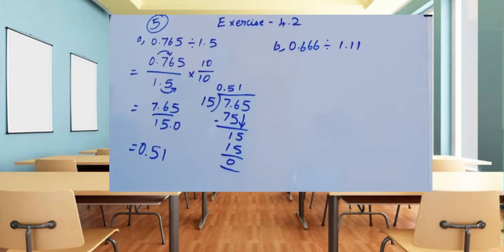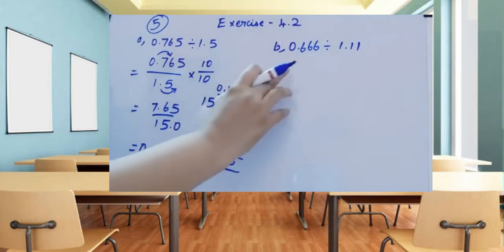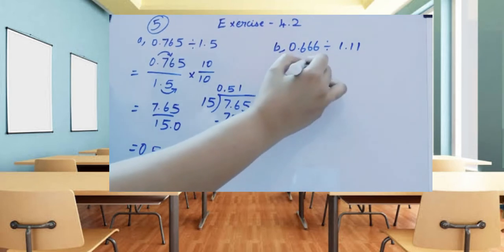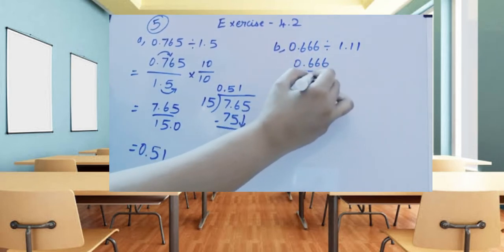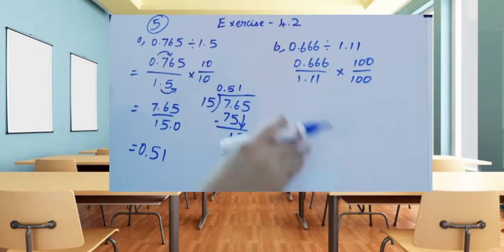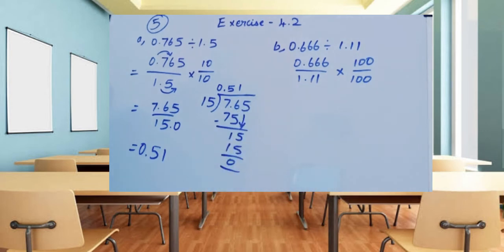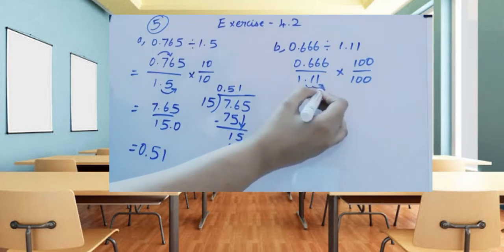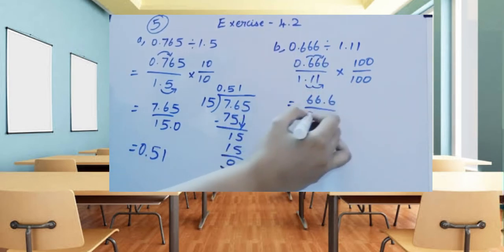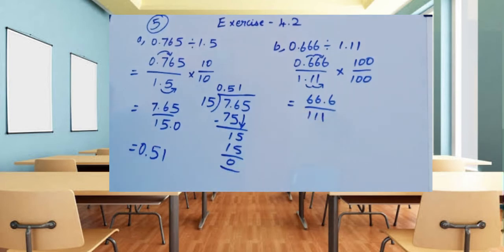Now we are going to see the second sum. 0.666 divided by 1.11. We have two digits after the decimal, so we need to multiply by 100, 1.11 into 100 over 100. Whenever we are dividing, the divisor should not have any decimal number. That is the reason we are multiplying. When we multiply, the decimal point moves 2 steps, so 66.6 divided by 111.